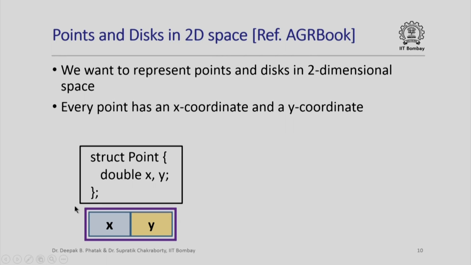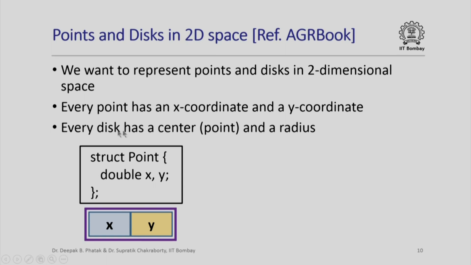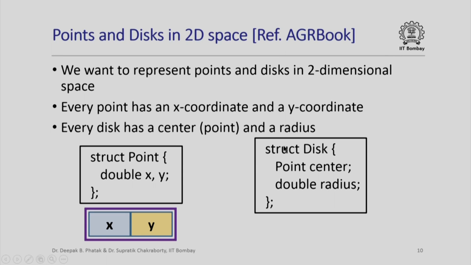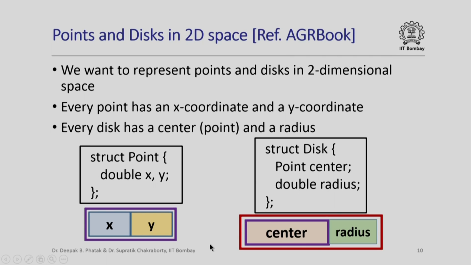And here is a pictorial representation of how an object of structure type point might look like. It has two members x and y, each of them of type double. A disk will have a center which is itself a point, and it will also have a radius. So, we can think of a structure disk which has a center of structure type point and a radius of type double. So, here is how an object of structure type disk might look like.